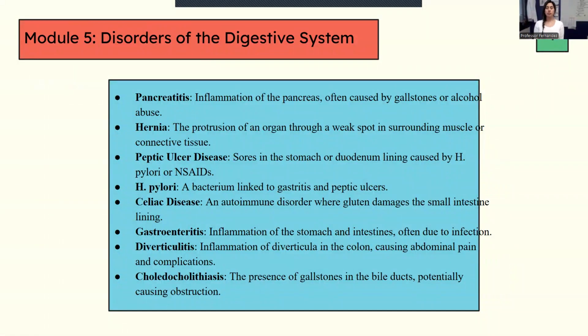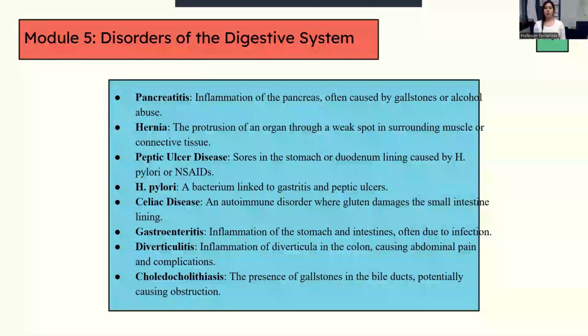Peptic ulcer disease is sores in the stomach or intestines, caused by bacteria or pain medicine. H. pylori is a bug that essentially causes stomach problems, okay? There's a lot more with H. pylori, by the way, and we'll discuss this more in depth. This is just a little subheading of what you need to know, okay?